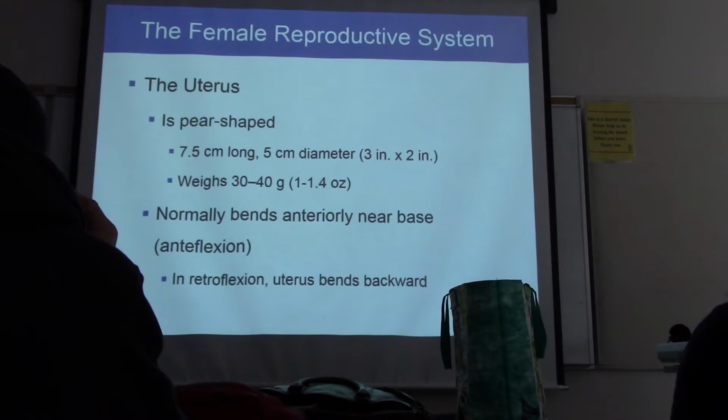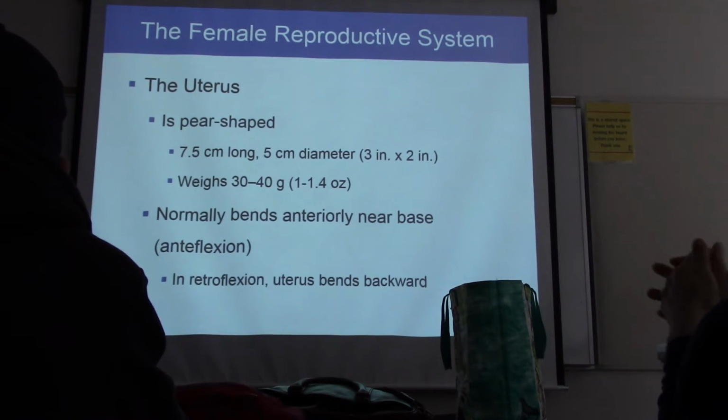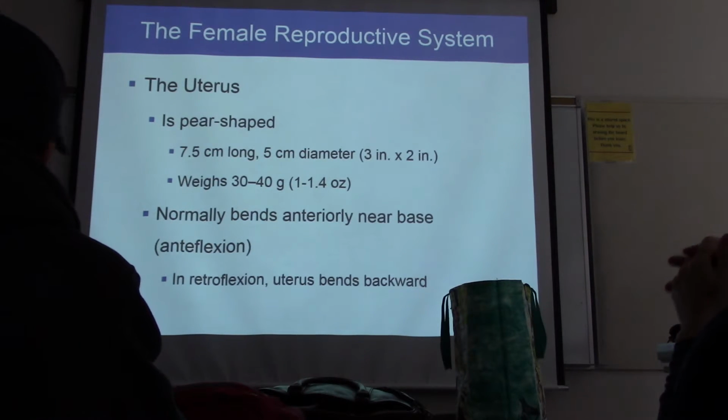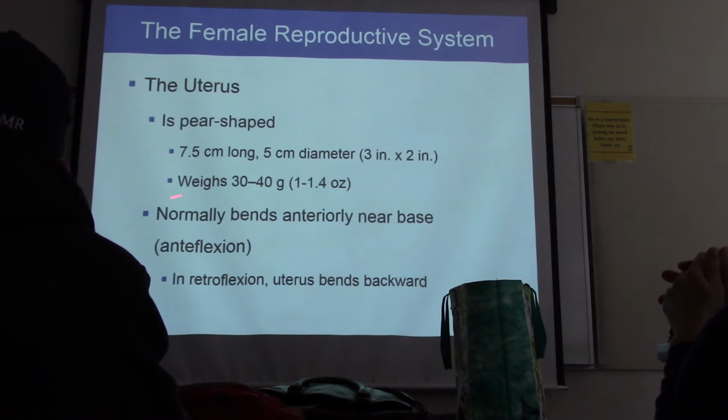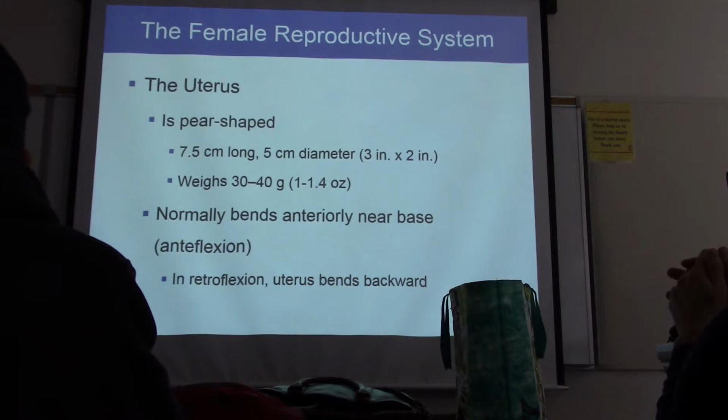Uterus is pear-shaped. I always think of the uterus as 2 thumbs. If you take 2 thumbs and put them side by side, that's about how big the uterus normally is. Think about it going from that 30 grams up to this big, right? It's a pretty amazing organ because it can get that big.